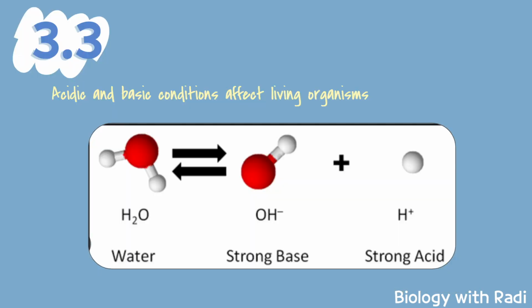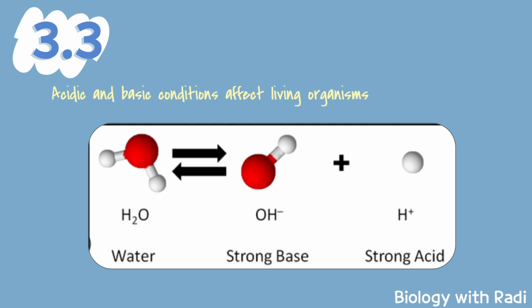The last concept of chapter 3 is 3.3, which reads, acidic and basic conditions affect living organisms. To understand acids and bases, you first have to understand that water can dissociate into two respective components, hydroxide, the OH minus, and a single hydrogen ion, or you can also just call it a proton. It's the H plus that you can see in the picture.